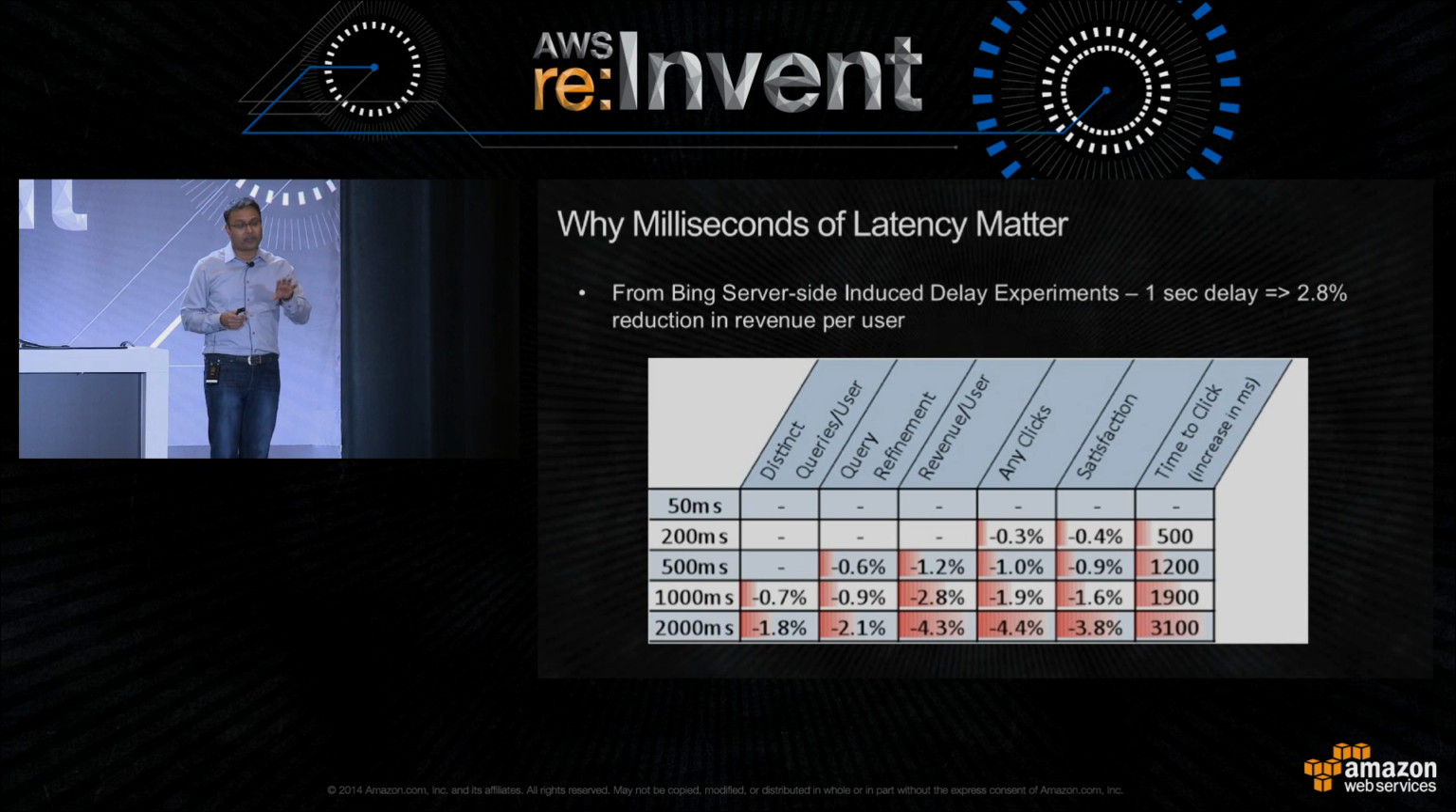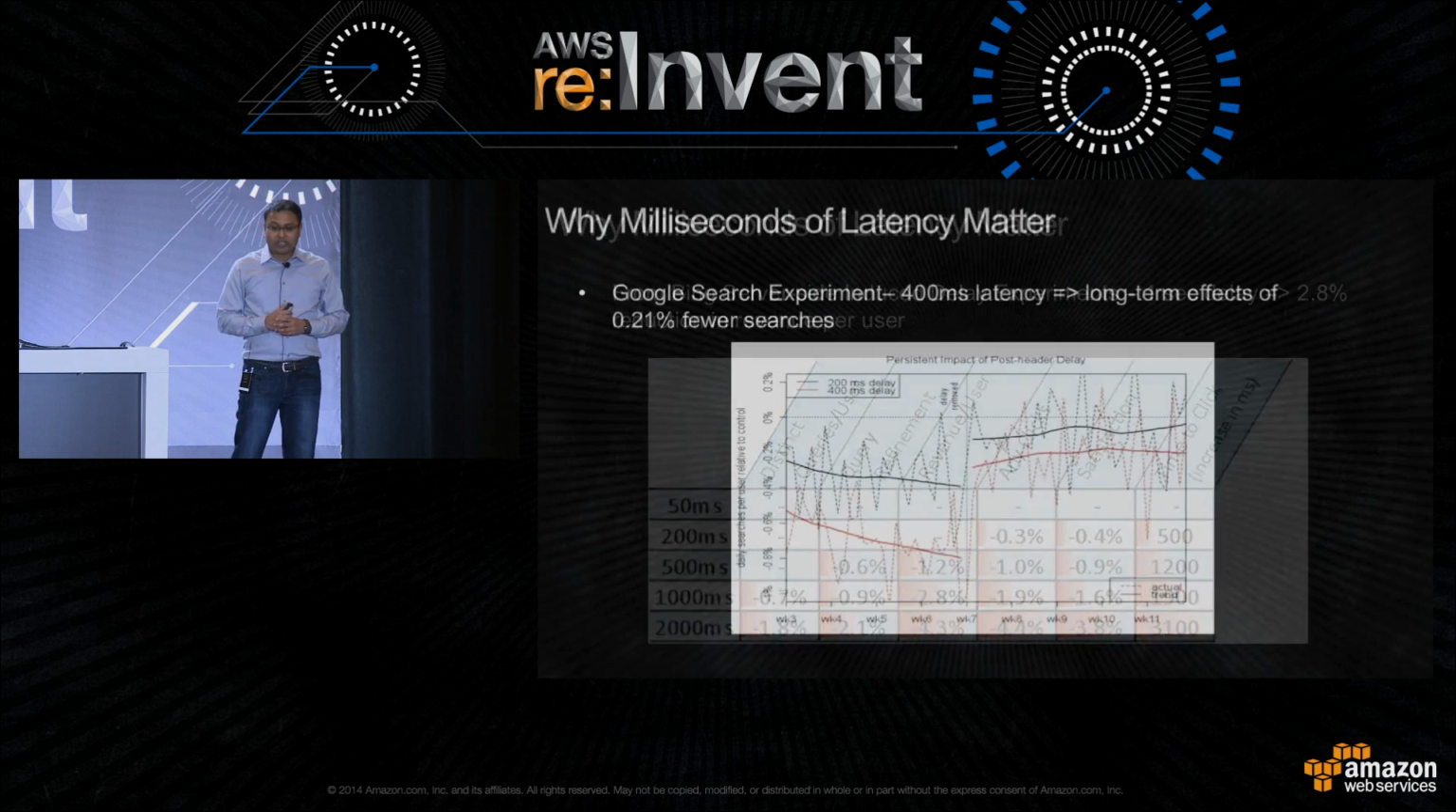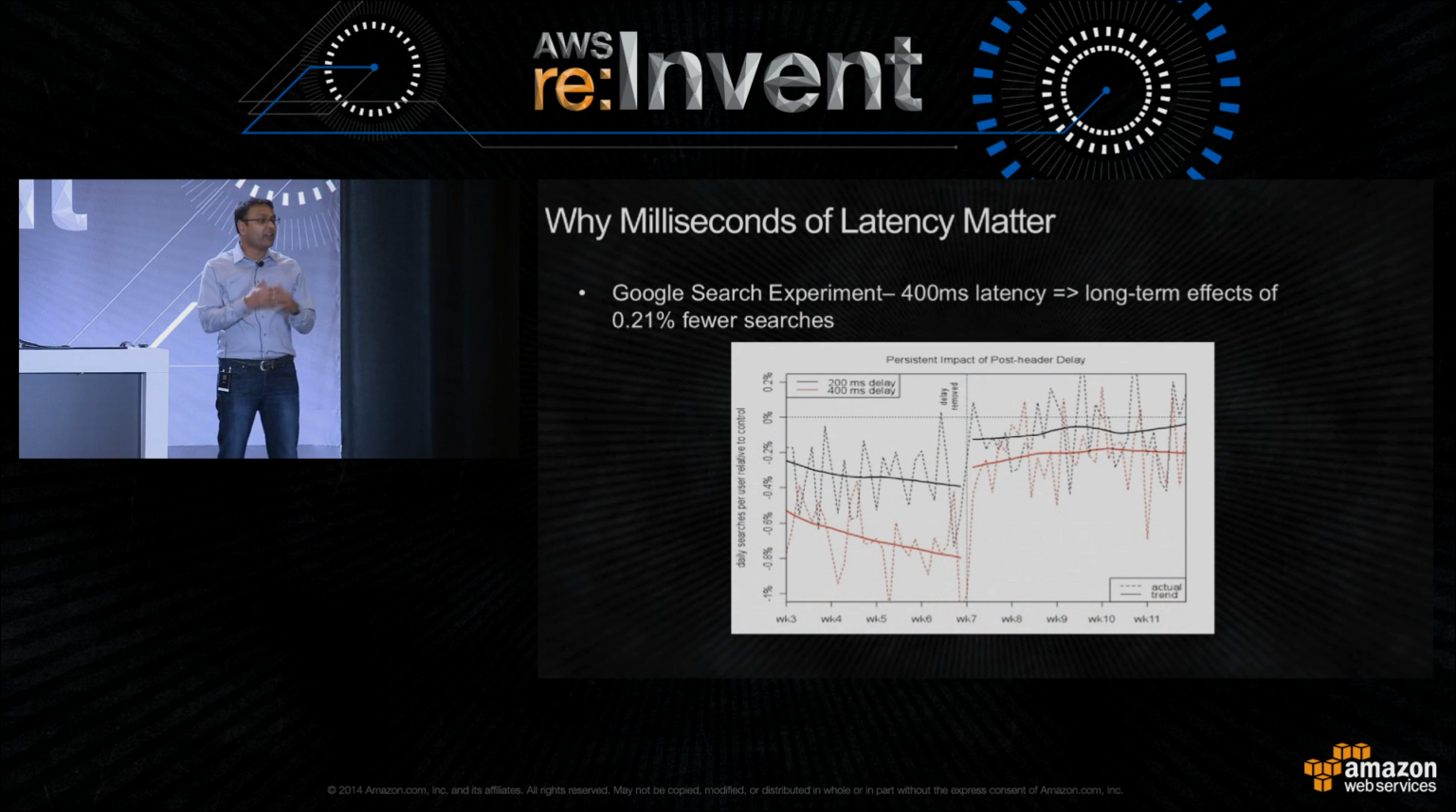There's lots of other data. I encourage you guys to go read that paper as well. Similar studies were done by Google, where they introduced latencies on their server side for search results. And the interesting part of that experiment was that a 400 millisecond latency introduced long-term side effects. What that meant was, after they turned off the experiment, they still observed that their users did not have the same experience about 5 weeks after they turned it off, which means they saw long-term effects of 0.21%. That's actually pretty important to understand. What that means is, when you introduce latencies into your web tier, those effects actually have long-term side effects.